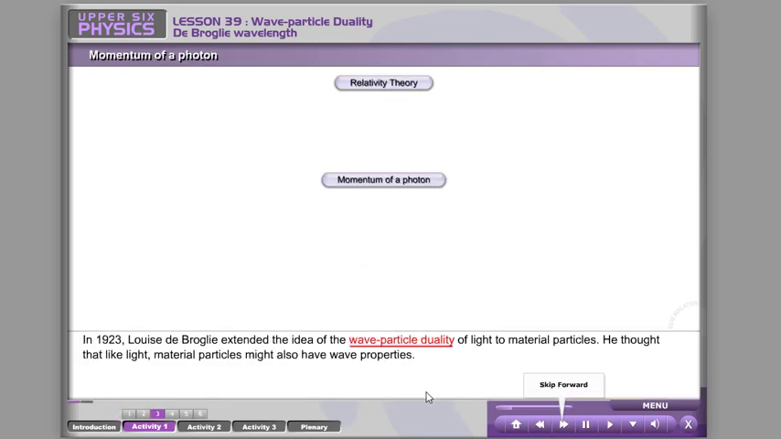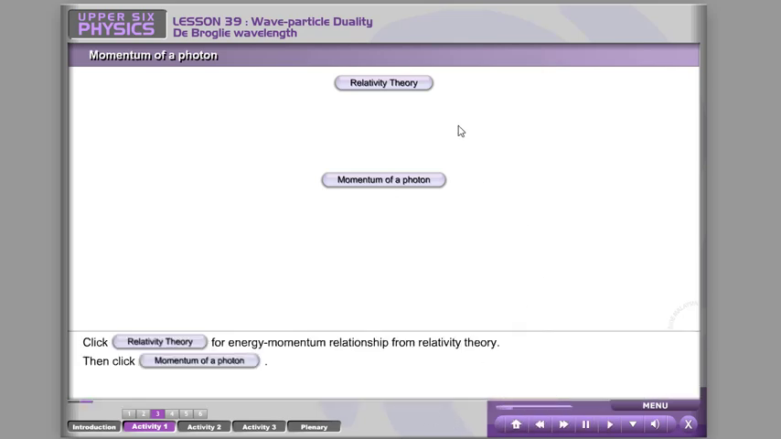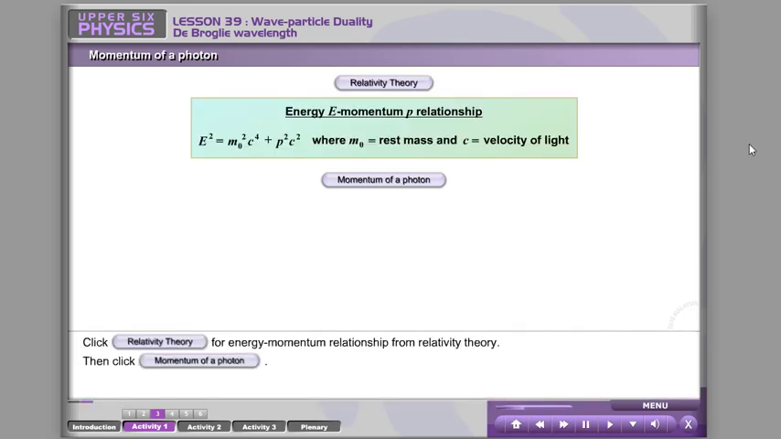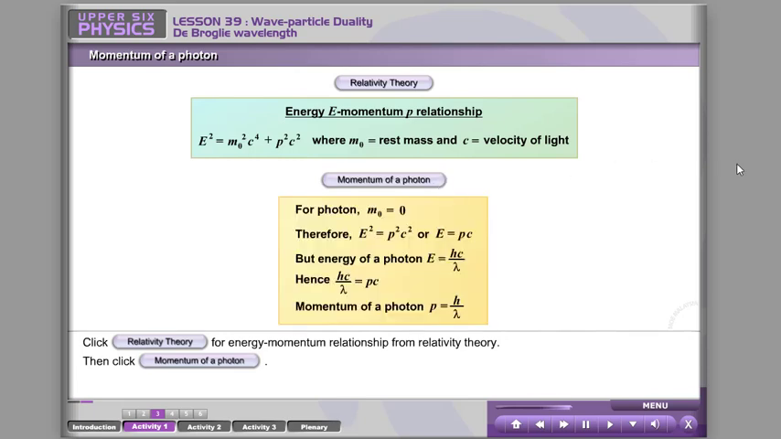In 1923, Louis de Broglie extended the idea of the wave-particle duality of light to material particles. He thought that like light, material particles might also have wave properties. Click the Relativity Theory button for energy-momentum relationship from Relativity Theory. Then click the Momentum of a Photon button.